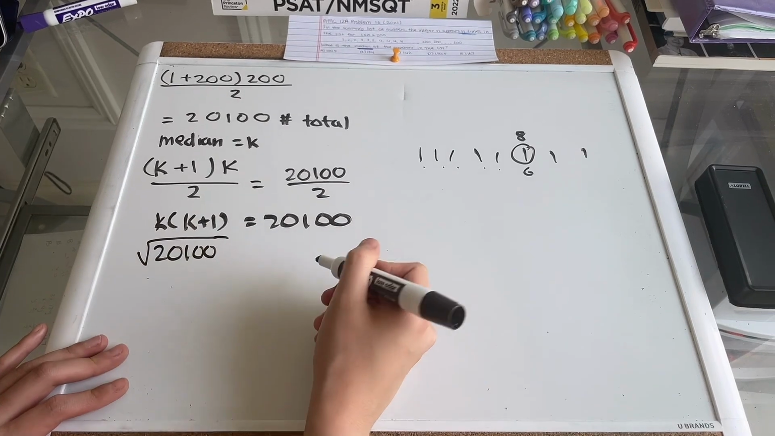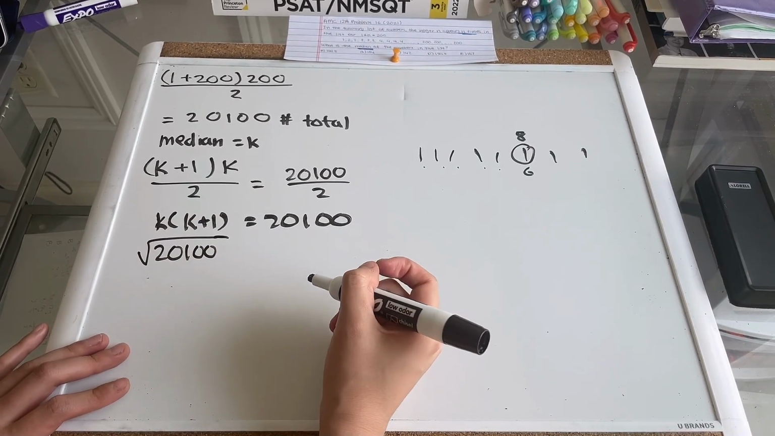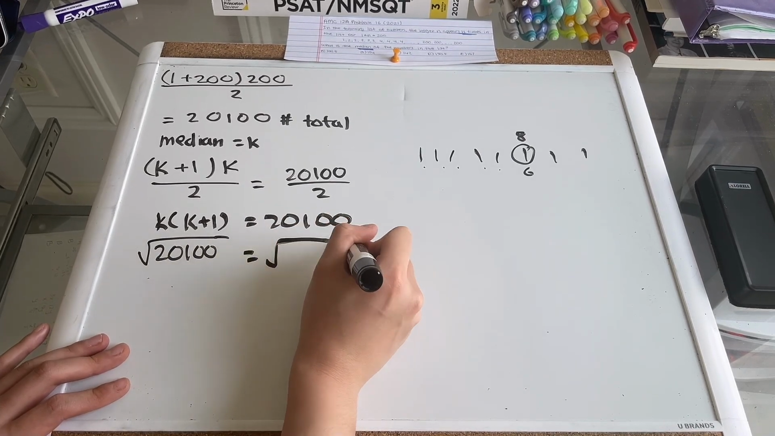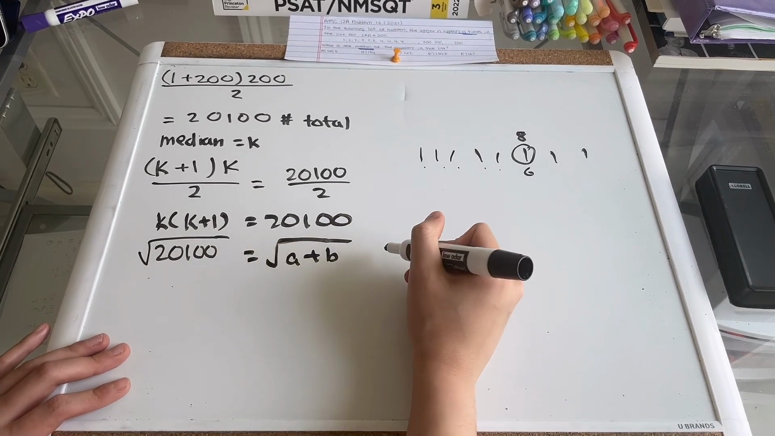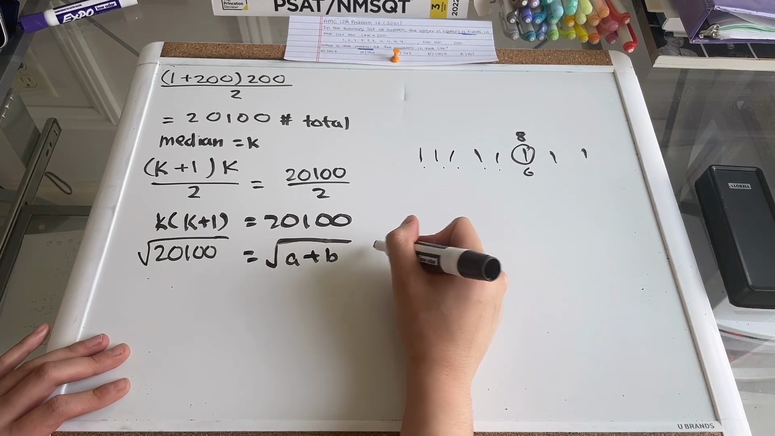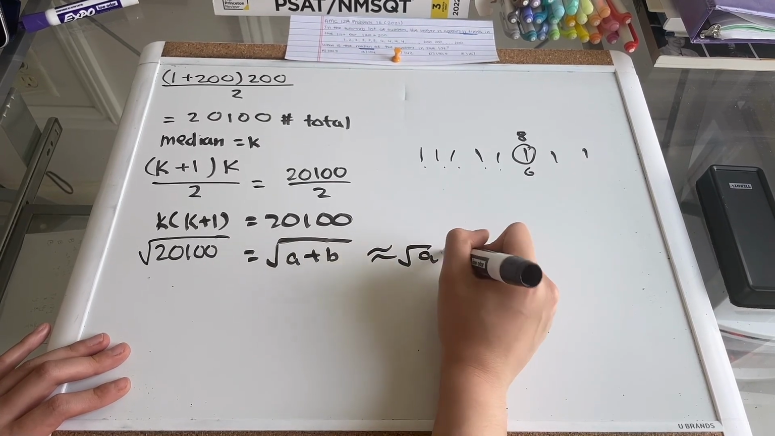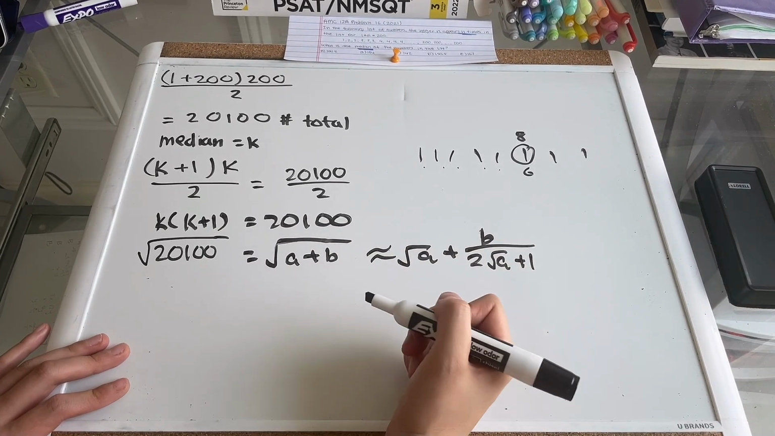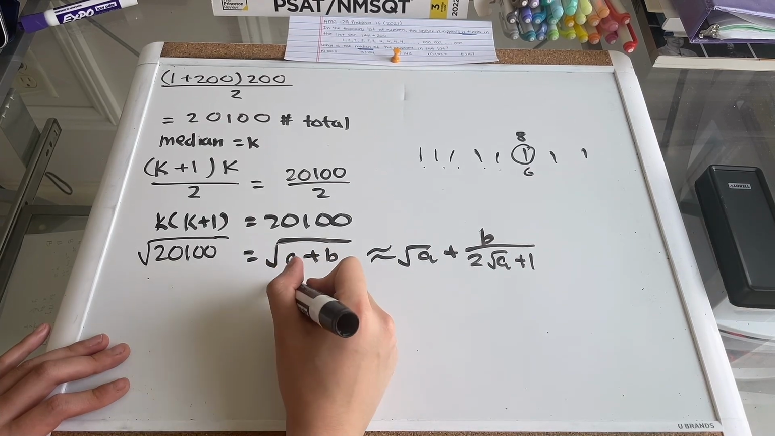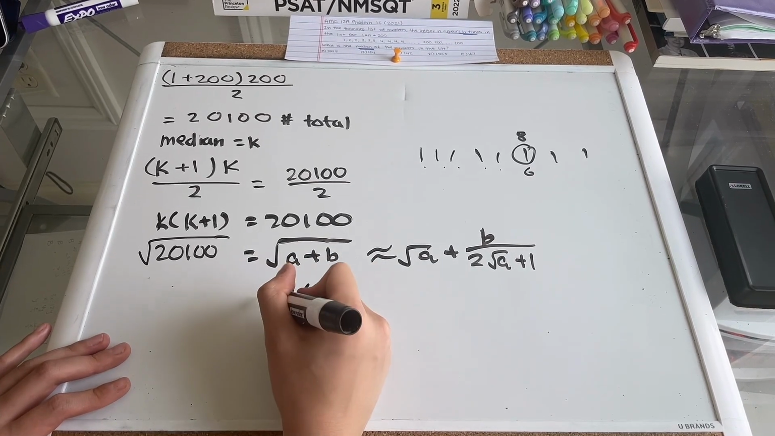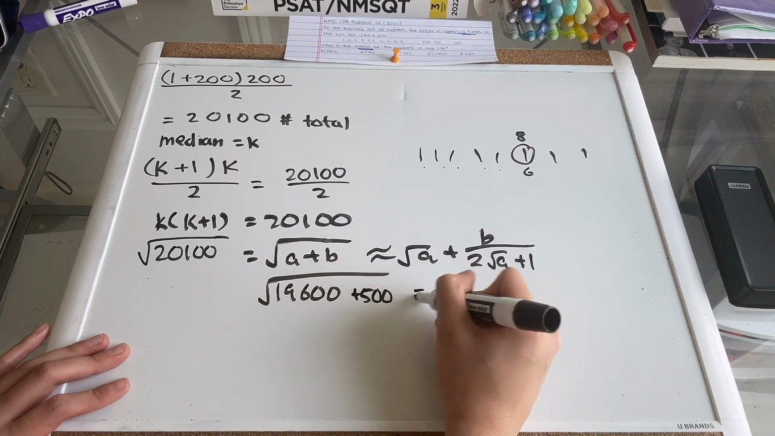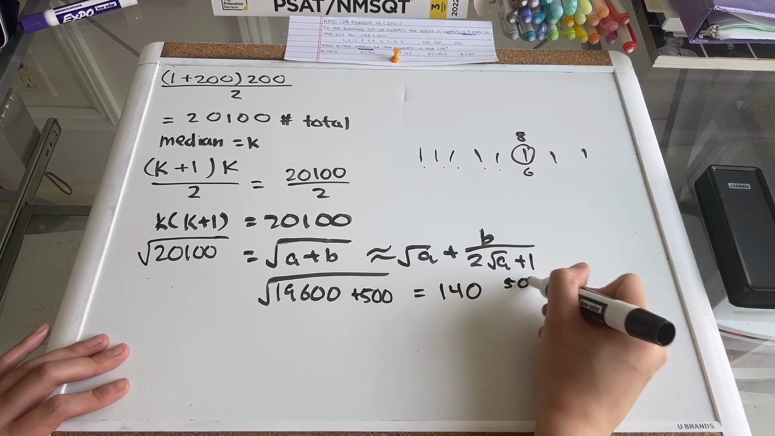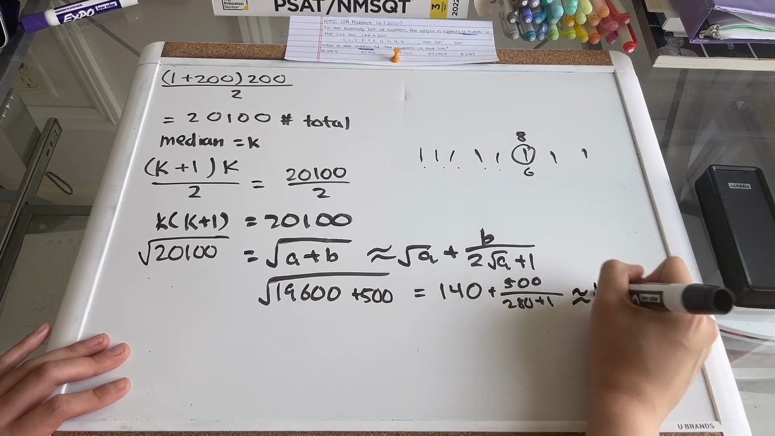20100 without a calculator, since we can't use a calculator in the AMC? Well, we know that the square root of a plus b is approximately the square root of a plus b over 2 times the square root of a. Let a be 19600, because the square root of 19600 is equal to 140, and then b is 500. So this is approximately 142.